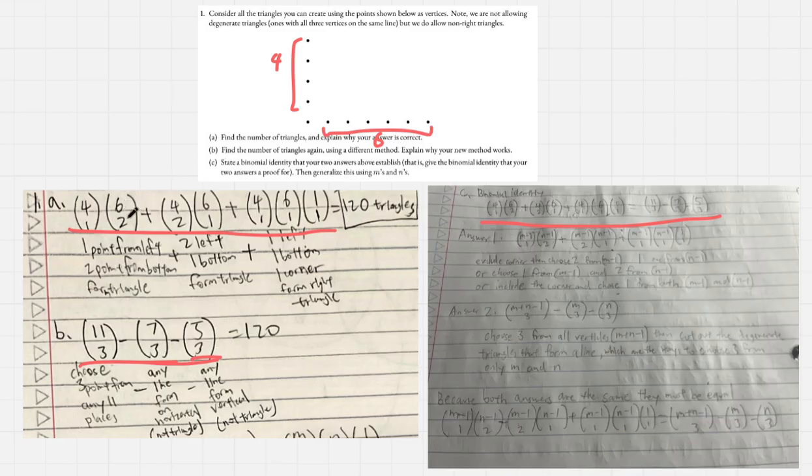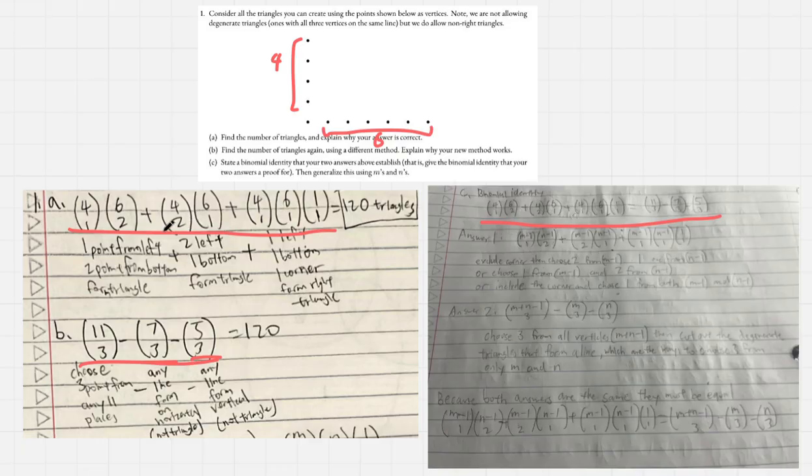For A, I started with picking 1 point from the left 4, excluding the corner point, and 2 points from the bottom 6 to form a triangle like this, or like this. The number of combinations is 4 choose 1 times 6 choose 2, because you're choosing any 1 from these 4 points, and any 2 points from these 6. And you're multiplying because it's "and".